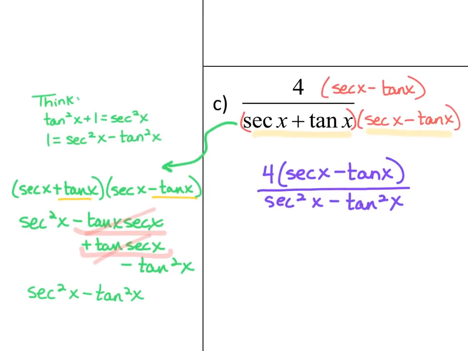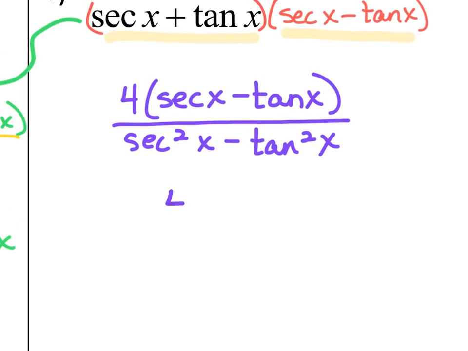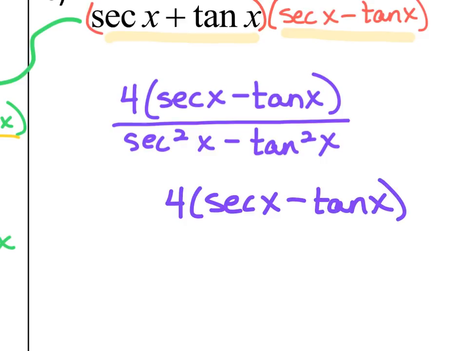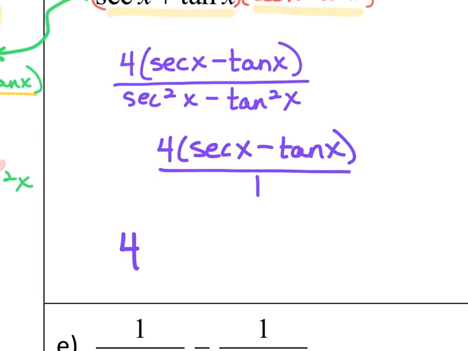Now, remember over here that secant squared of x minus tangent squared of x is equal to 1. So I can rewrite that whole denominator as 1. 4 times secant of x minus tangent of x all over 1. That entire fraction can be simplified to 4 times secant of x minus 4 times tangent of x.